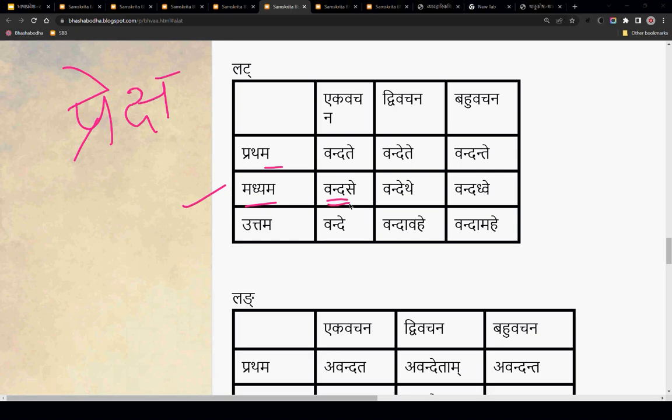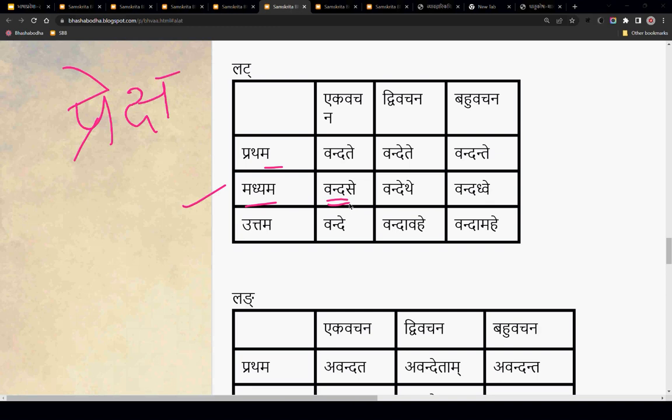In place of Vande, Prekshase. Right, Mahodaya, is it correct? Yes, correct. Prekshase, prekshethe, prekshadhve. Last one, Uttama Purusha: prekshe, prekshavahe, prekshamahe.